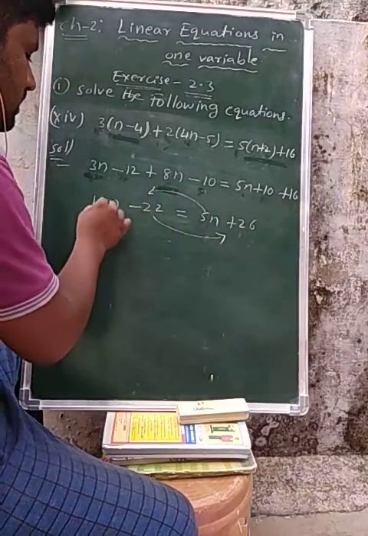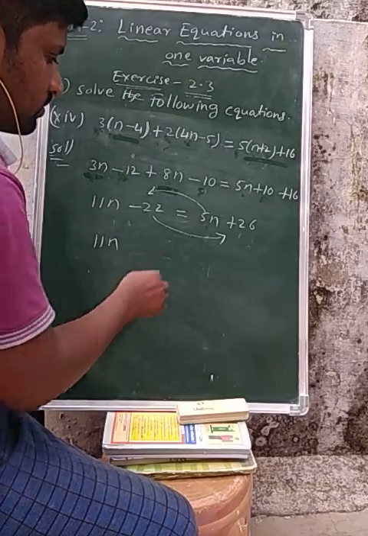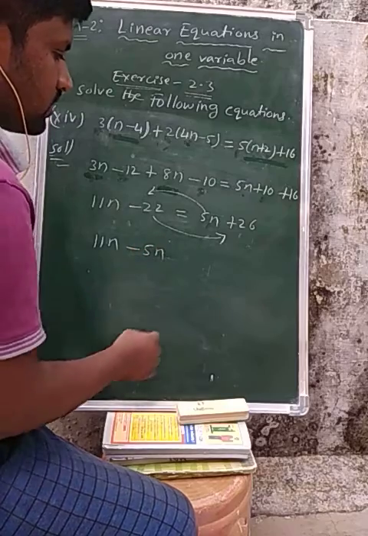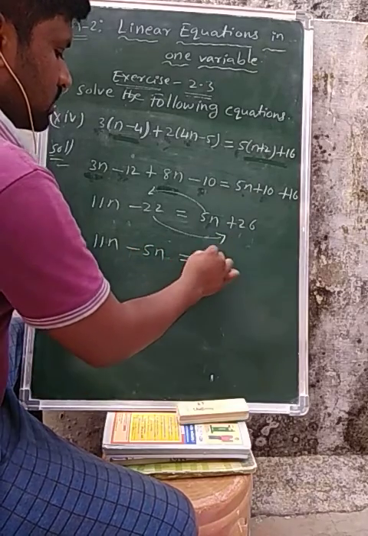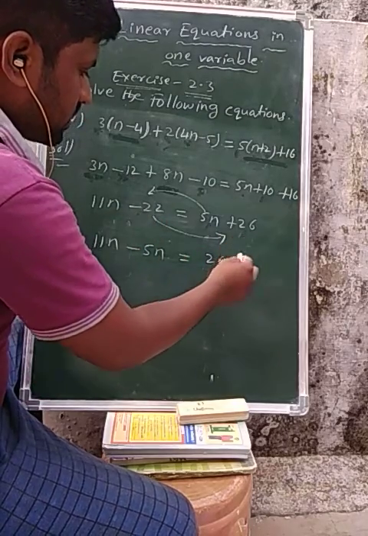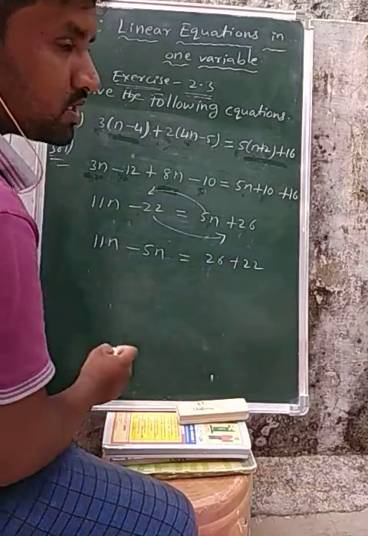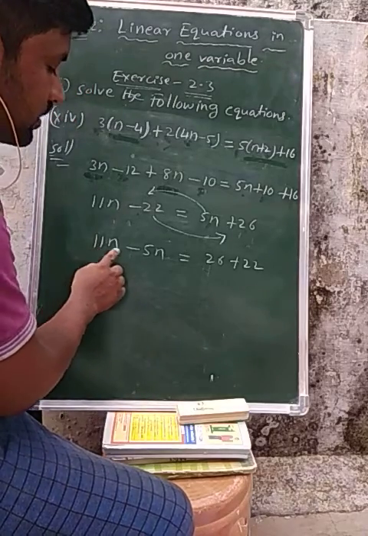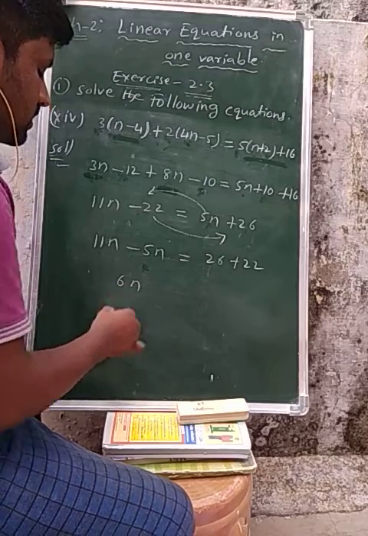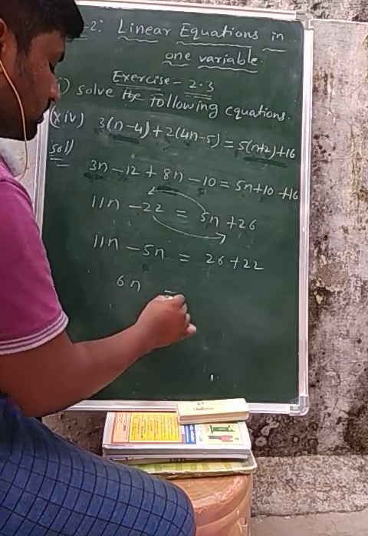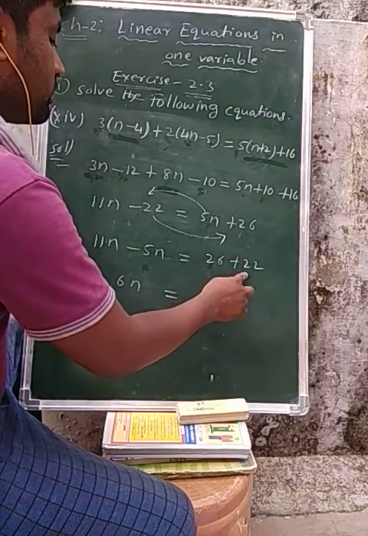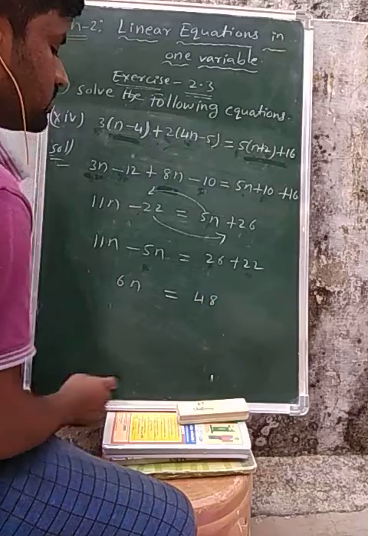In the next step, plus 5n is transposing to the LHS side, and minus 22 is transposing to the RHS side. Here 11n is there, 5n transposing to LHS becomes minus 5n, is equal to, on this side 26 is there, minus 22 transposing to RHS becomes plus 22. Now 11n minus 5n, 11 minus 5, that is 6n, is equal to 26 plus 22, that is 48.